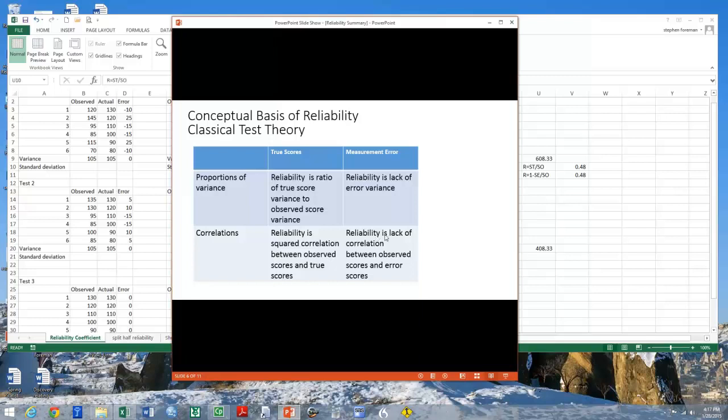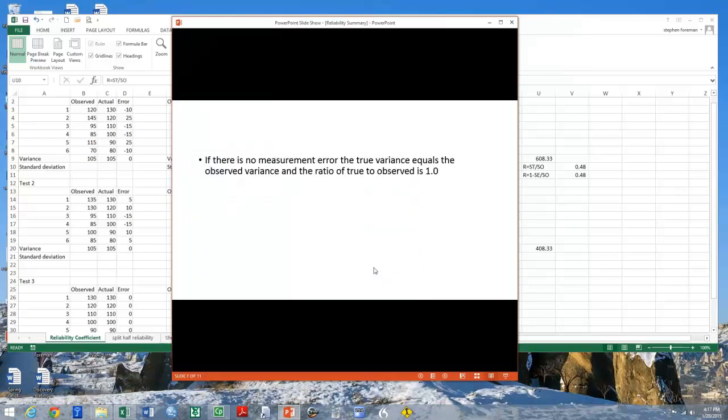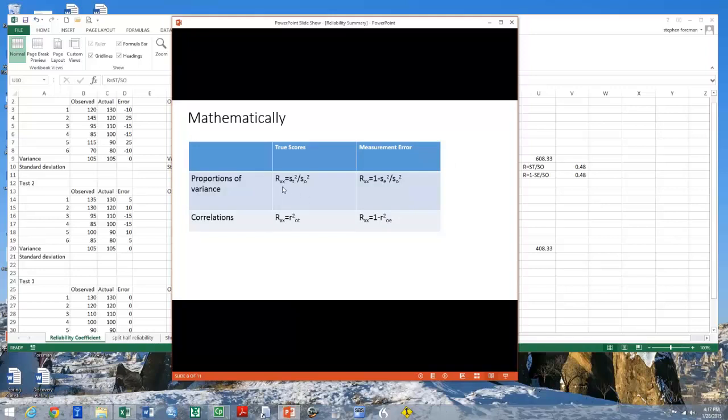If there's no error, then there's no correlation between the observed scores and the error. Okay? Once again, if there's no measurement error, the true variance equals the observed variance, and the ratio of true to observed is 1. Here it is mathematically. Our reliability coefficient is true variance divided by observed variance. Different way of expressing it. You don't have to get hung up on it. If the error variance goes to 0, which is what we want, then our reliability coefficient goes to 1.